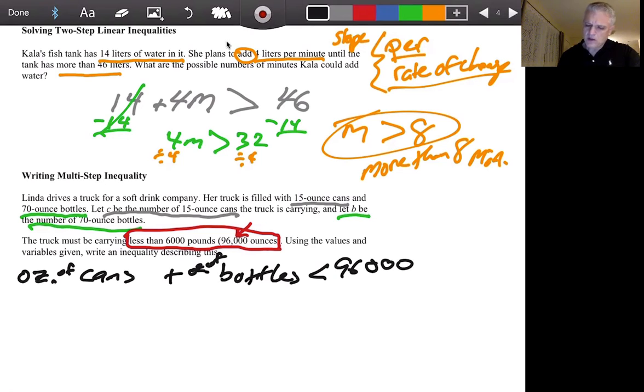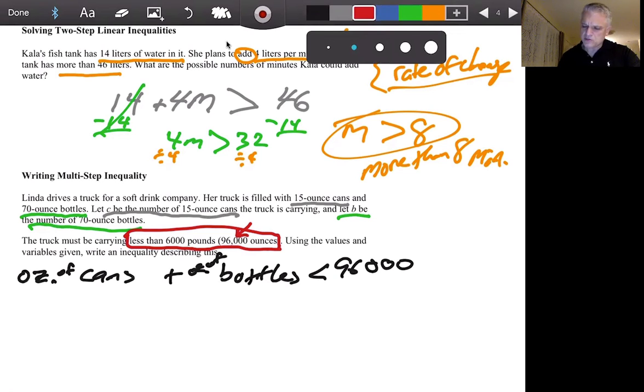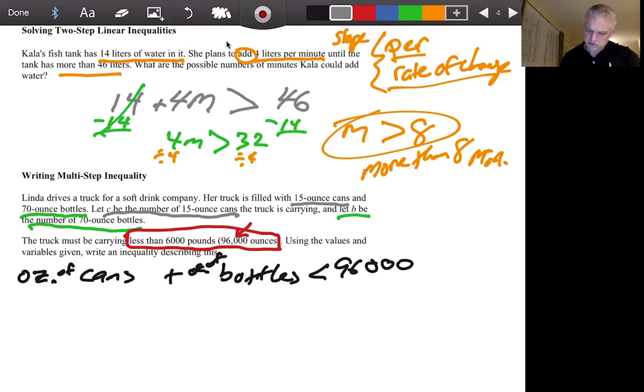So how do we express the number of ounces in the cans? Well, one can is 15 ounces. And you just want to know how many cans there are. Well, it says C is going to be the number of cans. So 15 times C tells you how many total ounces of cans that truck's going to be carrying. Okay. Then if you look, it says let B be the number of bottles. So we got how many ounces in one bottle?